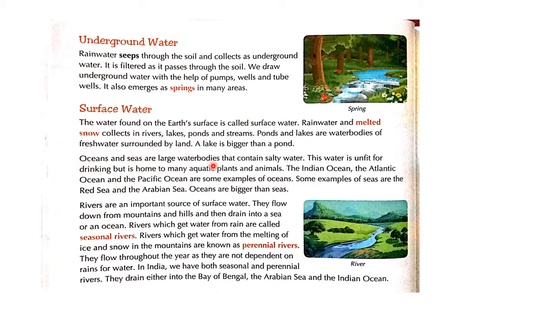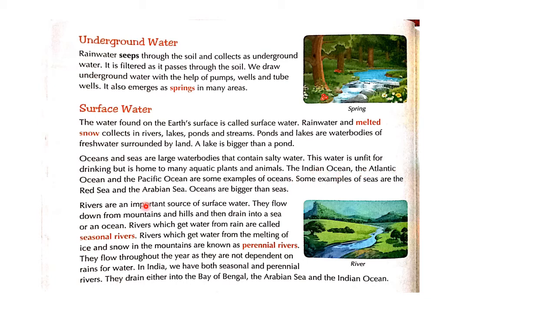Oceans and seas are large water bodies that contain salty water. So we know that oceans and seas are very large water bodies and they contain lots of salt. This water is unfit for drinking but is home to many aquatic plants and animals.